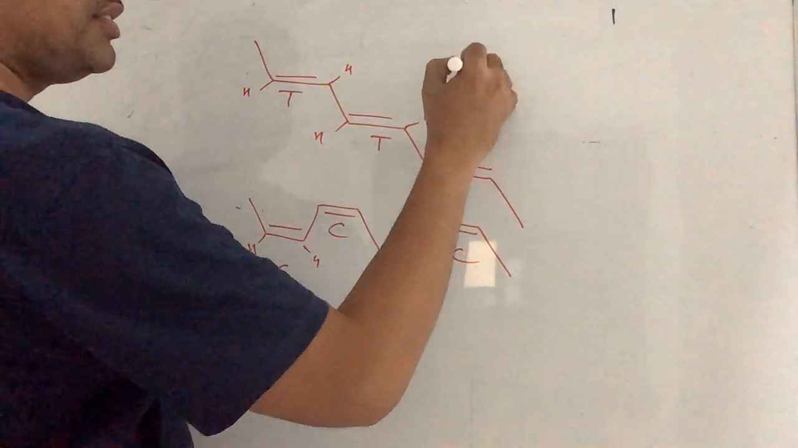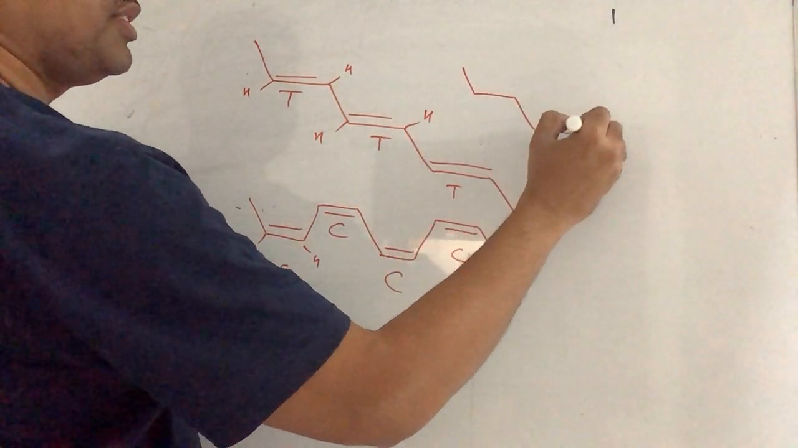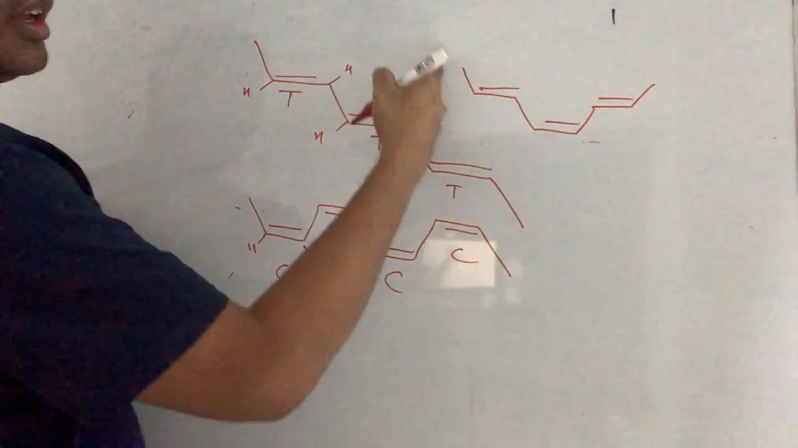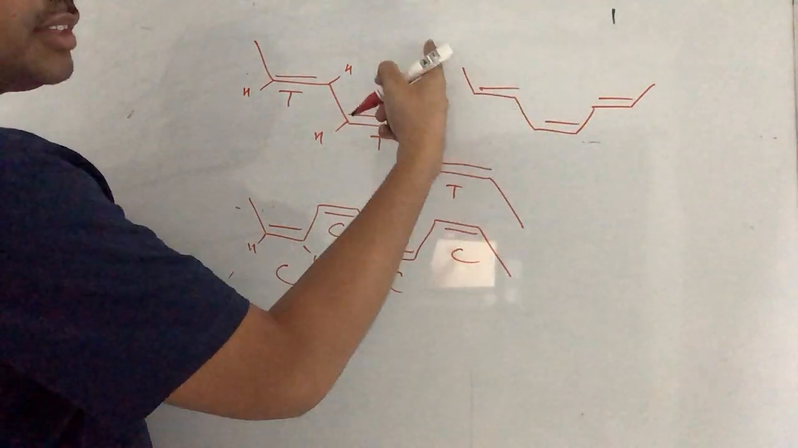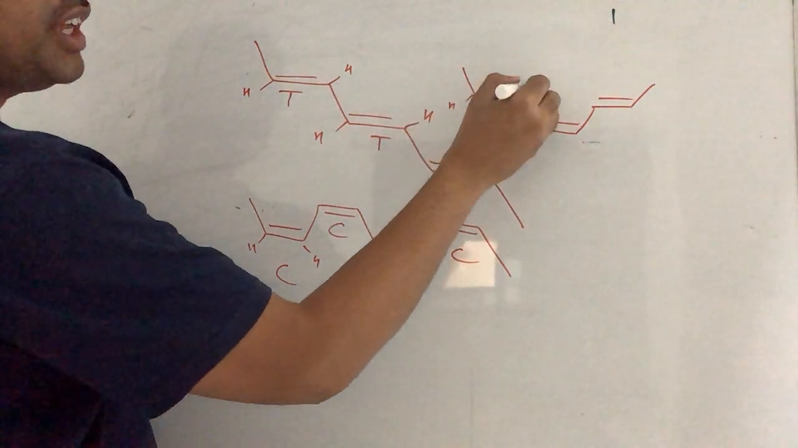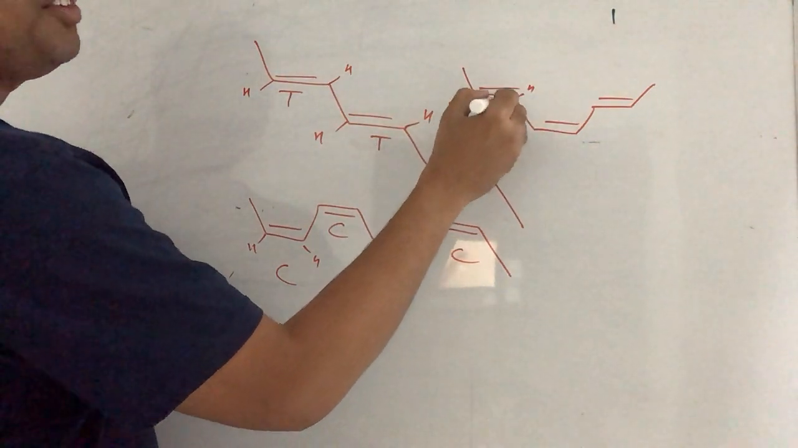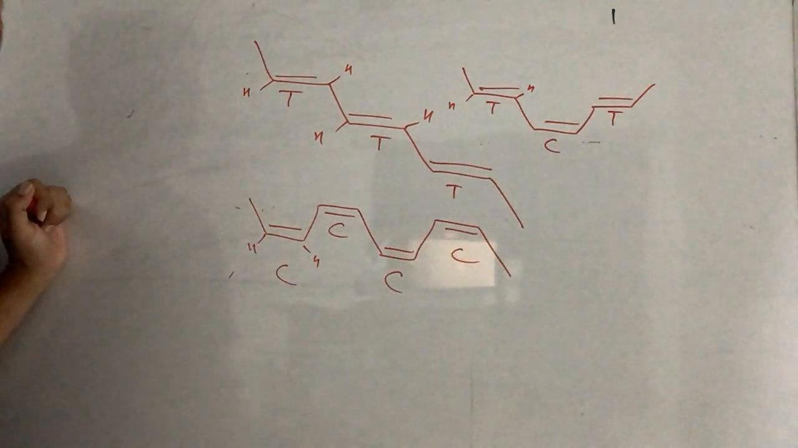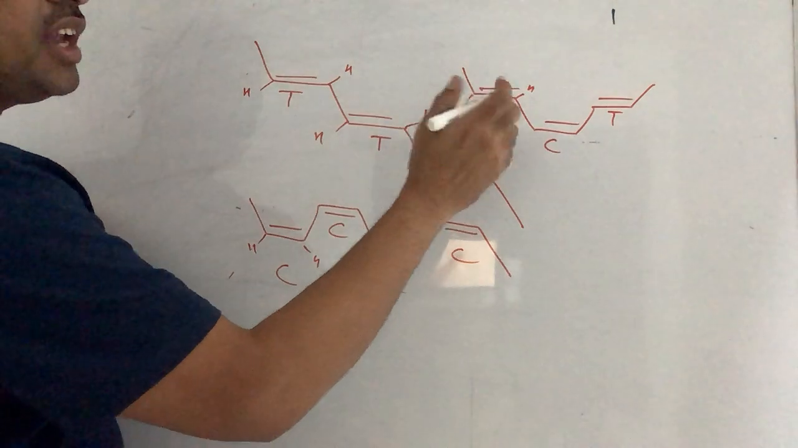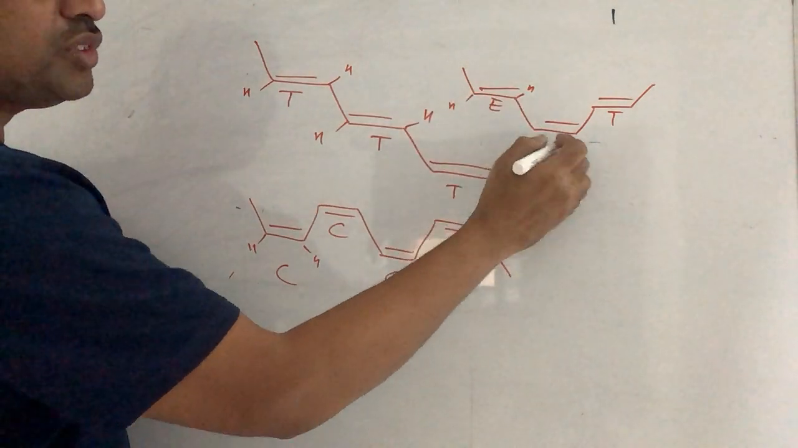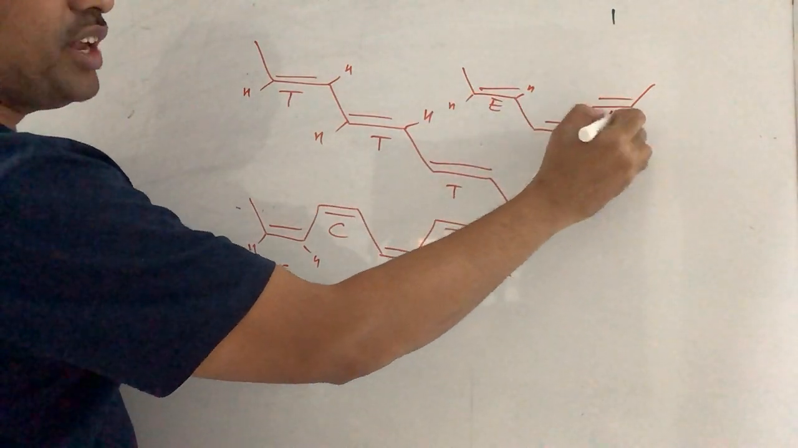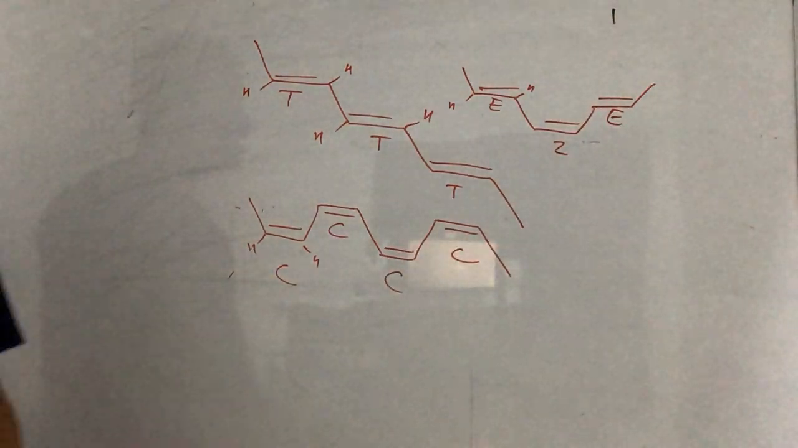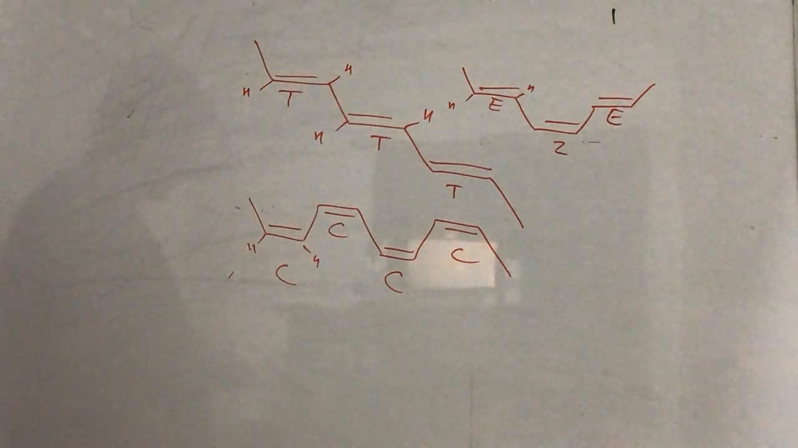Otherwise, here one is going upside, one is going downside. That is, the higher priority groups, or you can say hydrogen, hydrogen, here like this. So this you can say trans, this you can say cis, this you can say trans. Nowadays, in place of trans, they are using E. In place of cis, they are using Z. So whenever trans comes, you can use the E term. Whenever cis comes, you can use the Z term. So these are also important.